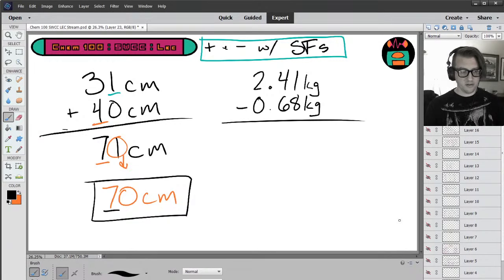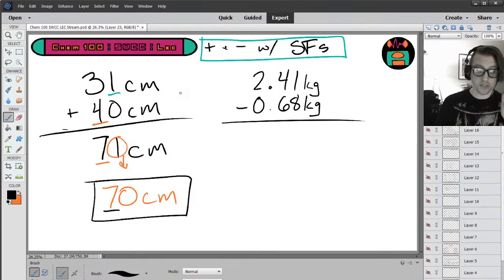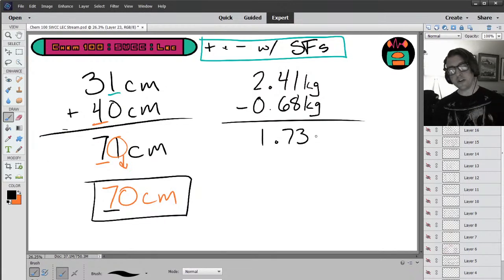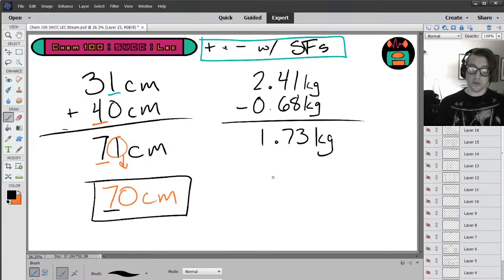2.41 minus 0.68 comes out to, so the correct value is 1.73. We need correct units, kilograms. Now we have to look at our sig figs.